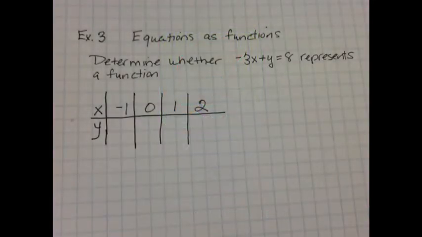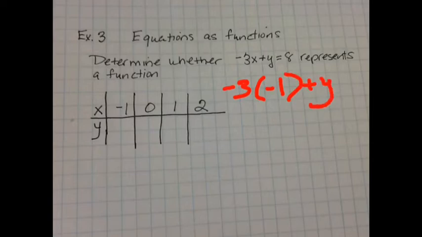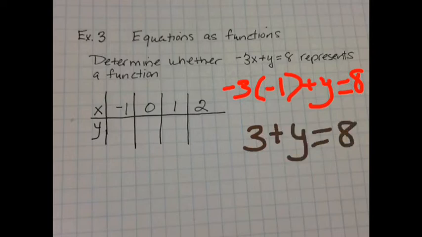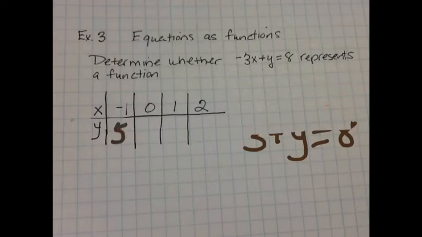The first thing we'll do is create a table with at least 4 arbitrary x values. We're going to take those x values and plug them right into our equation and see what the corresponding y value is. So, if x is negative 1, negative 3 times negative 1 plus some value y will equal 8. Doing the math, negative 3 times negative 1 is a positive 3, plus y equals 8. So what number could that be? I'm sure you guys guessed it. The answer is 5.